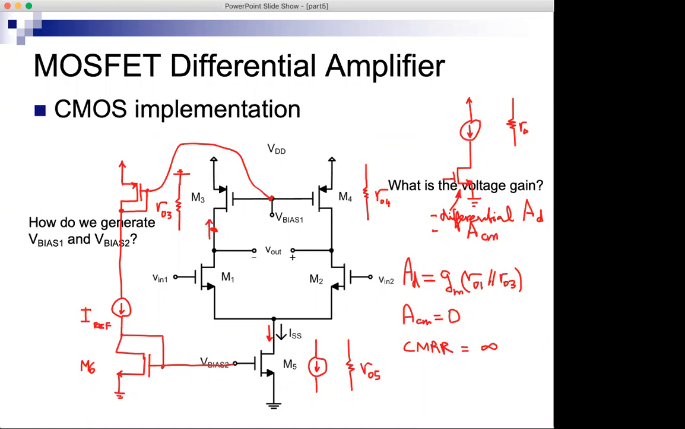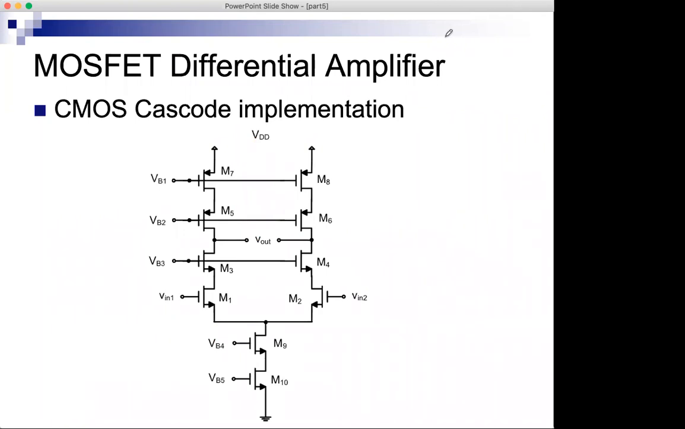Since you're in general feeling that this is easy, let's up it a notch. Let's look at a more challenging circuit. This one. That's an awful lot of MOSFETs here. And this actually is a cascode implementation of a CMOS differential amplifier.